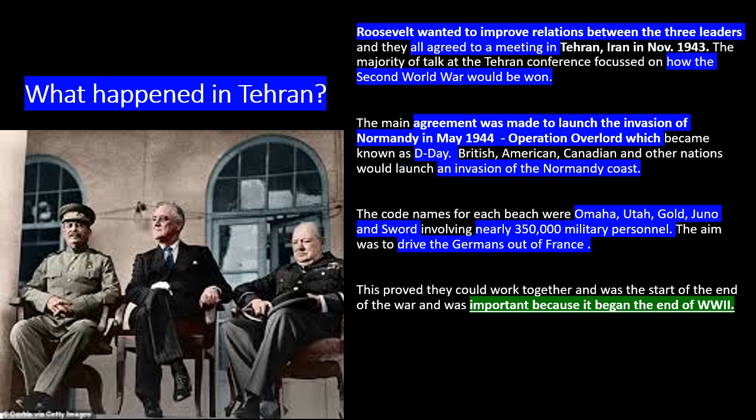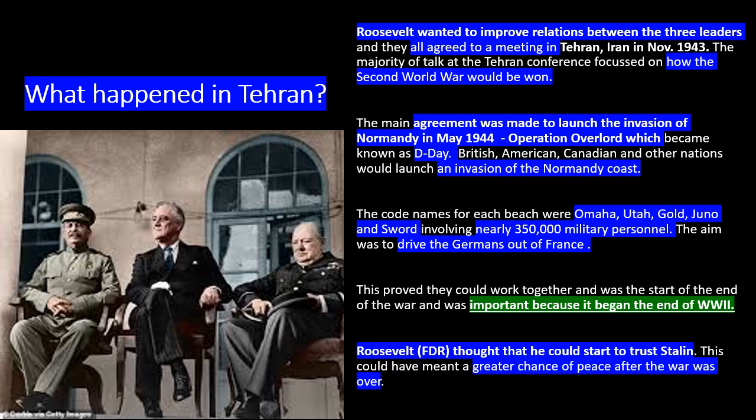This was important because it was the start of the end of the war. It proved that they could work together. So, if you're thinking about why was Tehran important, it was the beginning of the end of World War II. Okay. And also at this point, it's worth noting that Roosevelt thought, yeah, I can work with Stalin. He's trustworthy. He's on our side. He's committed to Germany's defeat. And so it's all good at this stage. This meeting decreased tension. It led to the end of the war, and everything's looking nice and rosy between the two superpowers as they became.